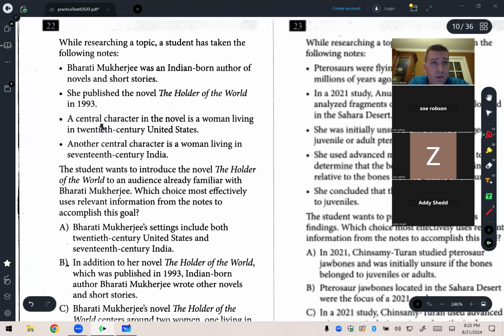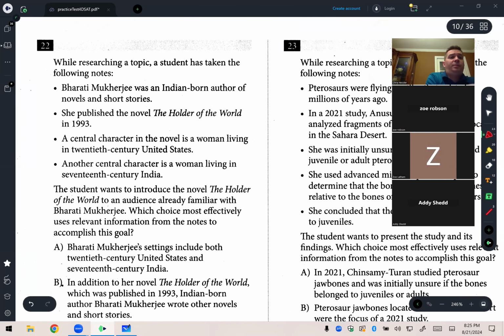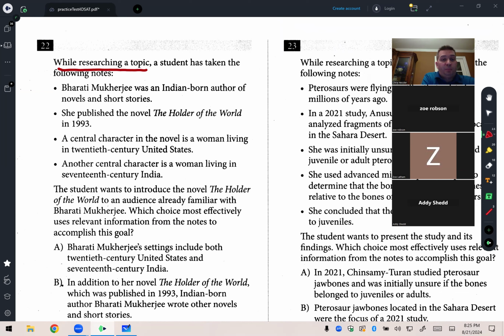This is one of those "while researching a topic, a student has taken the following notes." They always tell you what they're looking for. So I really like to underline portions of these questions. They always say something like this: the student wants to blank, the student wants to highlight this, the student wants to summarize this, whatever. So they always tell us what we're trying to do with the bullet points. So I prefer to underline it, or in this case, maybe I'll highlight it.